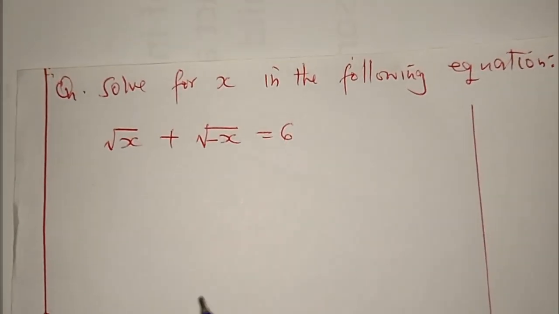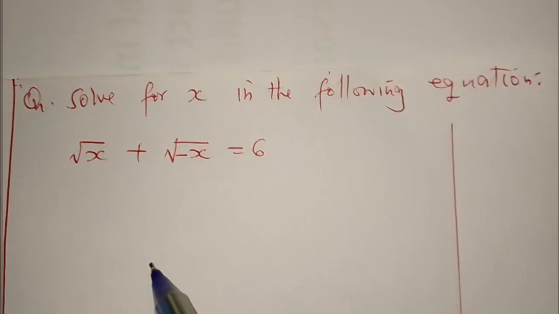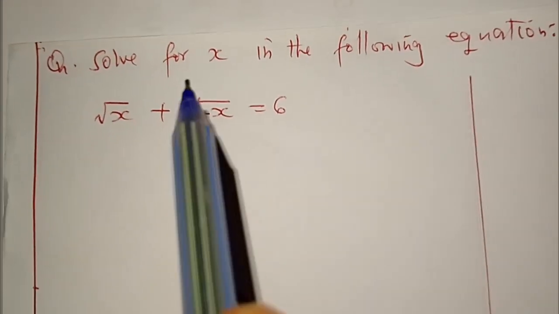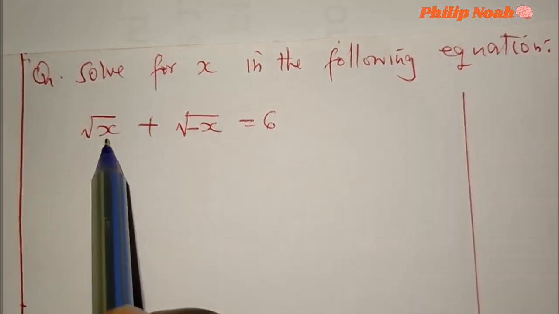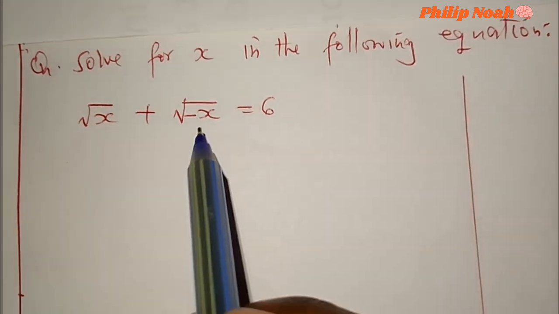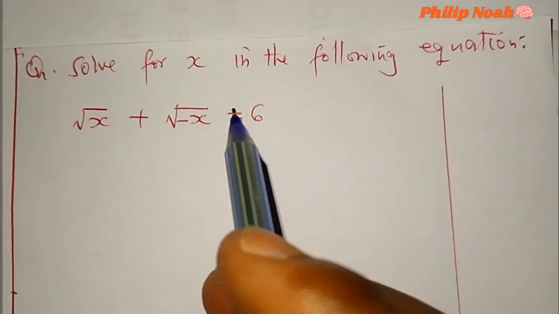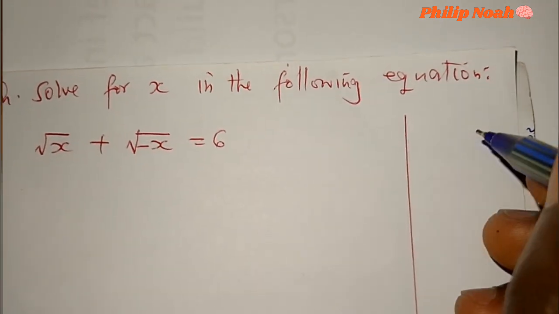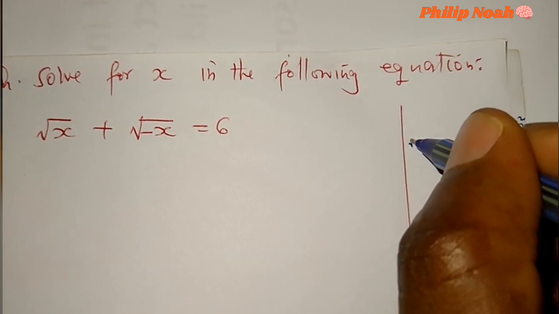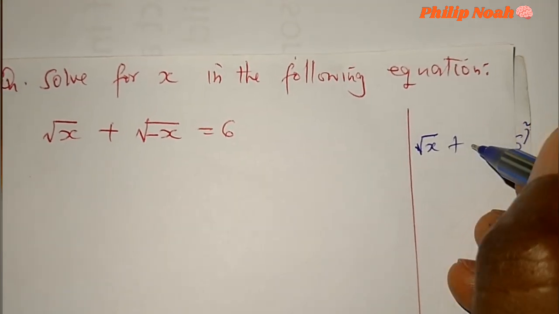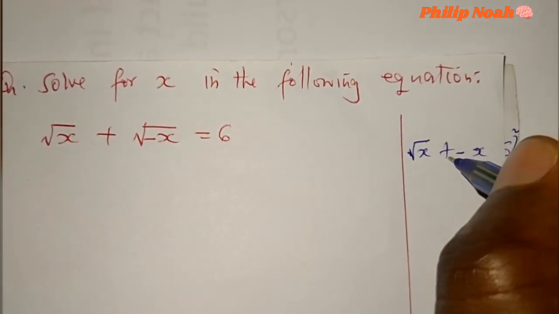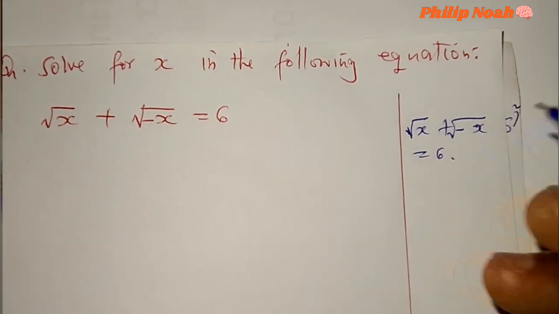This is Philip explaining. So in this video I'm going to show you how to solve this equation. As you can see, we are required to find the value of x and have been given the square root of x plus the square root of negative x is equal to 6. So we can think of this equation this way: the square root of x plus the square root of negative x is equal to 6.